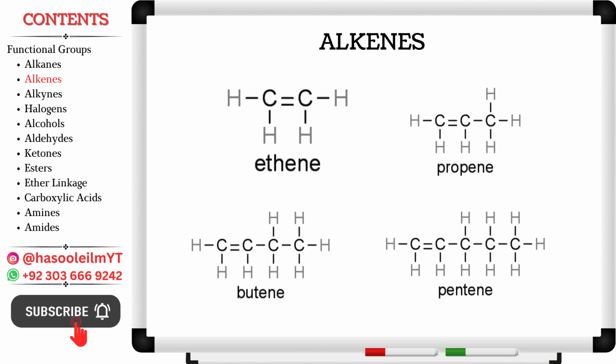Moving on to unsaturated hydrocarbons, we have alkenes. These compounds contain at least one double bond between carbon atoms. Here are the structural formulas for alkenes with up to 5 carbon atoms.